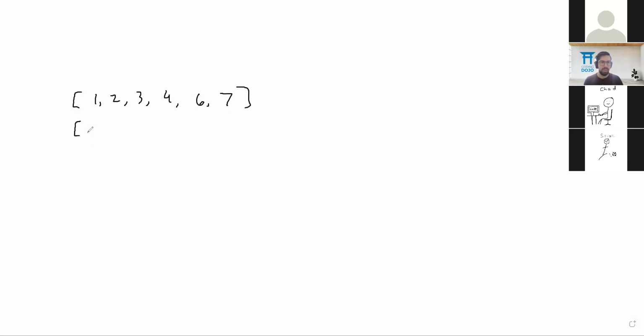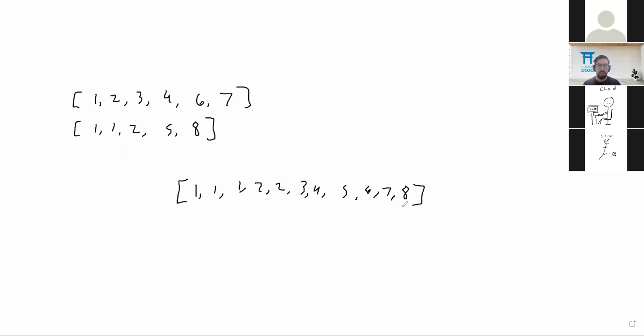And then I also had 1, 1, 2, 5, 8, right? So these are both sorted arrays. And if we wanted to merge them into one sorted array, we should end up with 1, 1, 1, 2, 2, 3, 4, 5, 6, 7, 8. That's kind of big. And there's kind of two ways to do this, right?